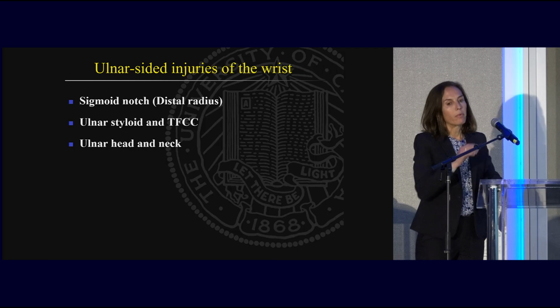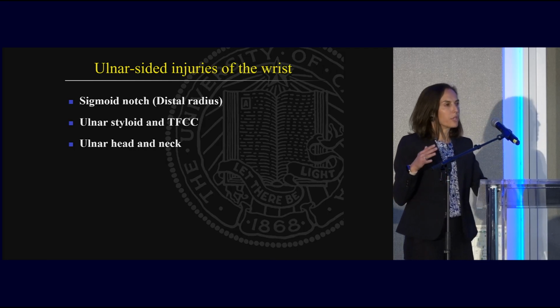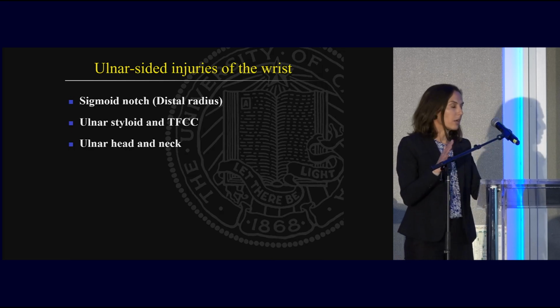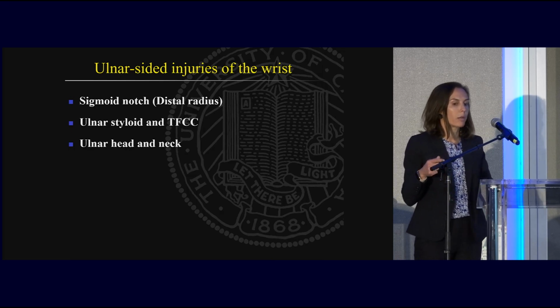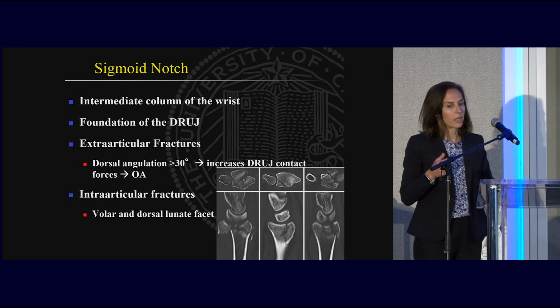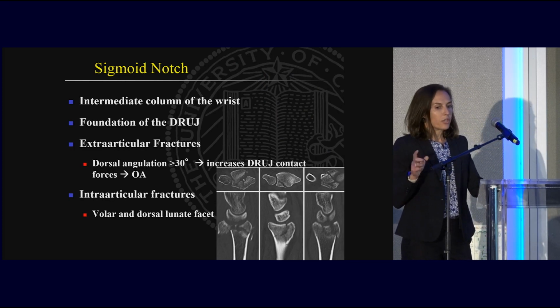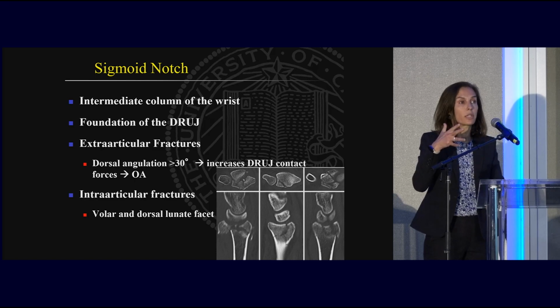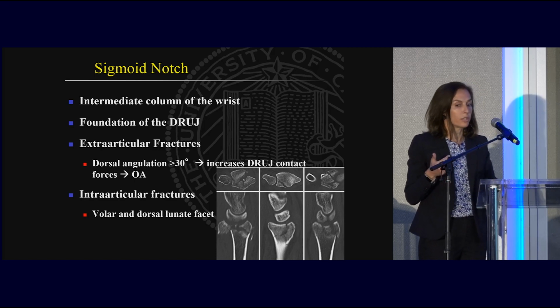And so when we talk about ulnar-sided injuries, it's always critical to talk about those ulnar-sided injuries of the distal radius, but that's not what we're talking about today. We're primarily talking about ulnar head and neck fractures. We talked about the intermediate column being the foundation of the DRUJ and how extra-articular fractures can involve that sigmoid notch rather than really being intra-articular in the distal radius. It's intra-articular in the sigmoid notch.